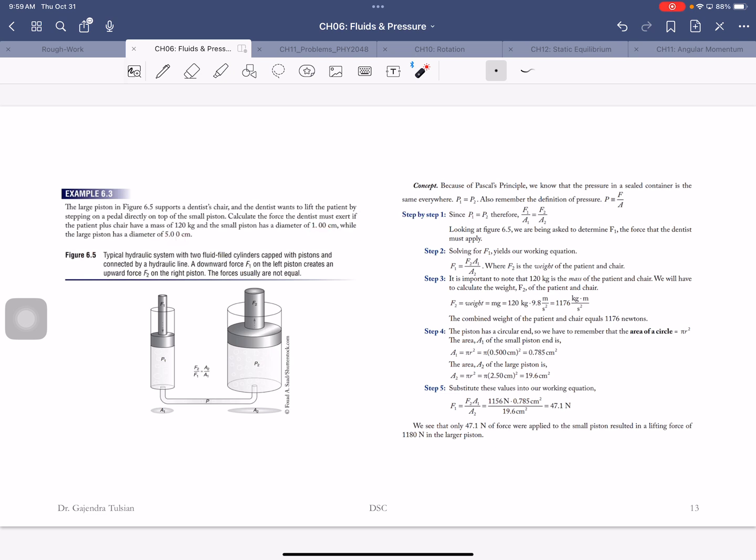So this one has a diameter 5 times greater than that. It has an area 25 times greater than that. So this multiplies the force by 25 times. Okay, so you're lifting 1200 Newtons, the person and the chair, and applying only a 50 Newton force. So you're getting a force multiplication of 25.